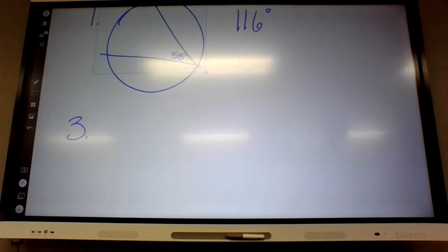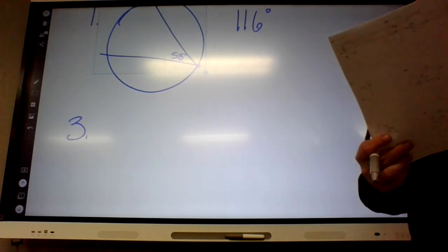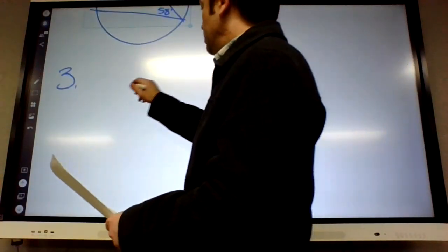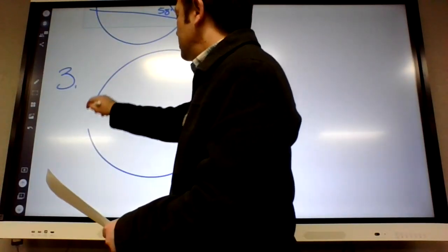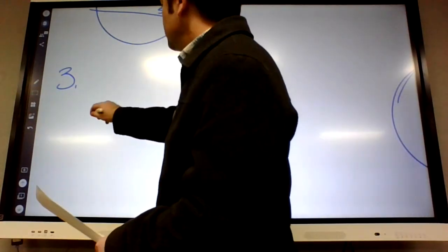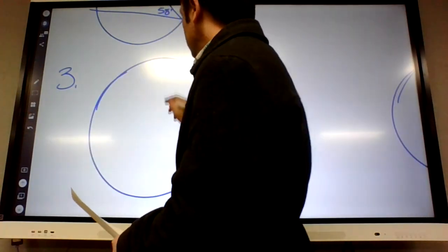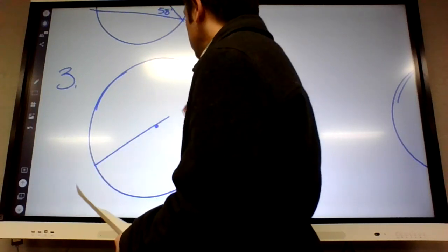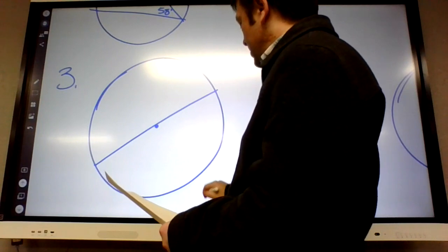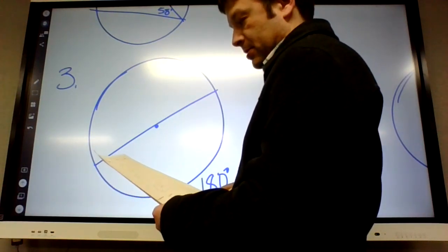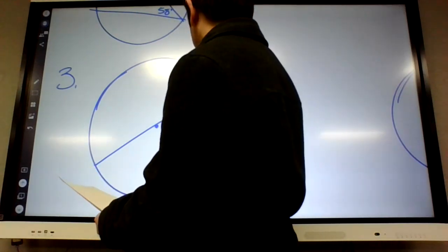Radius. Diameter. And what does a diameter do to a circle? Splits it in half. So what's that bottom right arc have to be? 180. Why does this circle look so messed up? Looks like it has a bowl. Okay, so this is like 180. And up here is 108. I guess I didn't draw that.